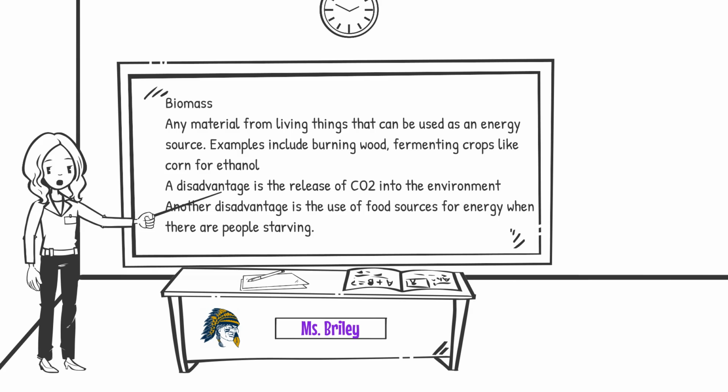Biomass is any material from living things that can be used as an energy source. Examples include burning wood, fermenting crops like corn for ethanol. A disadvantage is the release of carbon dioxide into the environment. Another disadvantage is the use of food sources for energy when there are people starving.